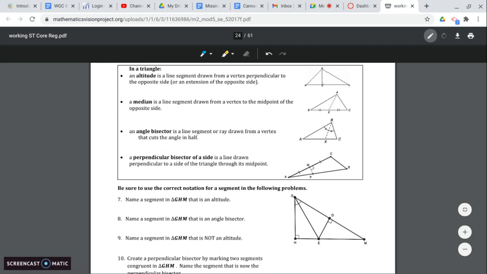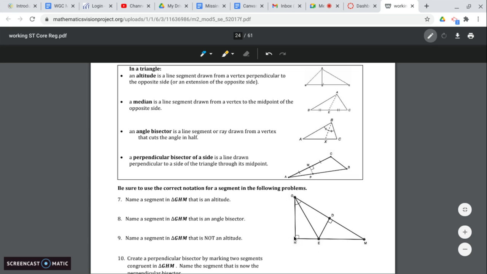So for number 7, it wants us to name a segment in triangle GHM. So GHM, the whole triangle. That is an altitude. So remember, it says an altitude is drawn from the vertex perpendicular to the opposite side. So where do we see one of those, going from the vertex to being perpendicular to the opposite side?